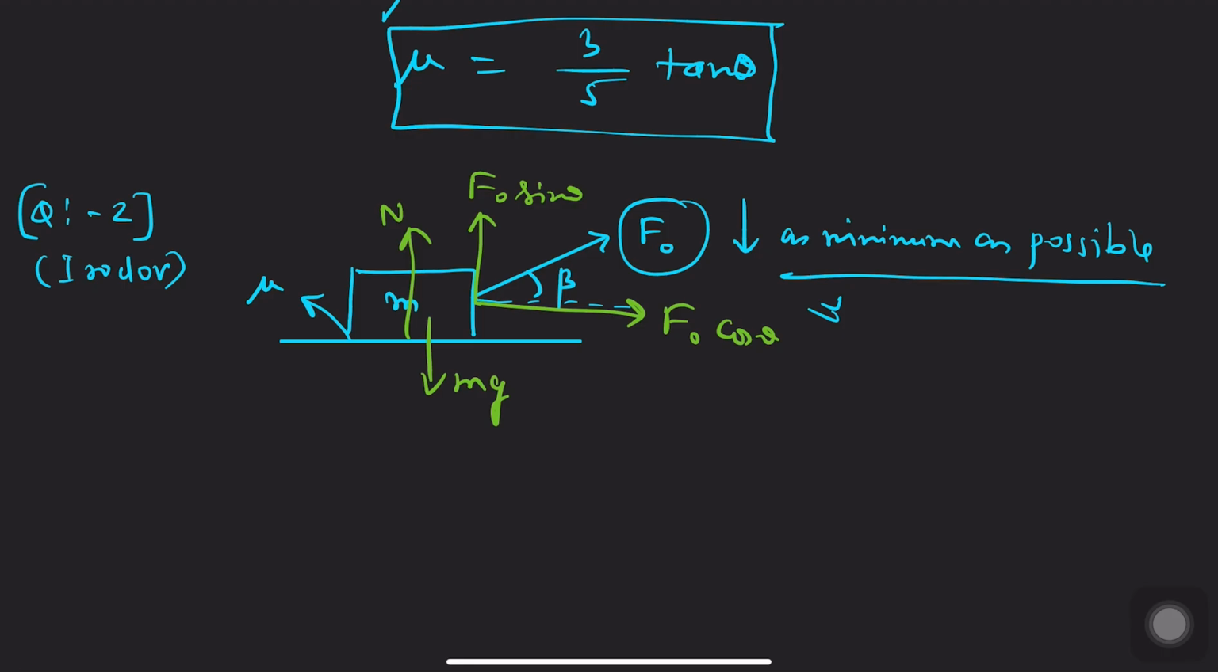So what we can say is, N plus F naught sin theta should be equal to mg. From here I can say that N should be equal to mg minus F naught sin theta.